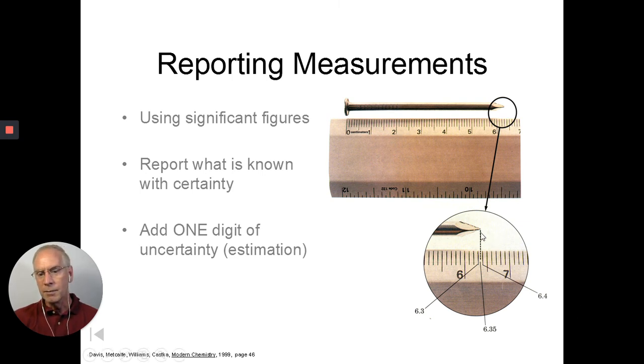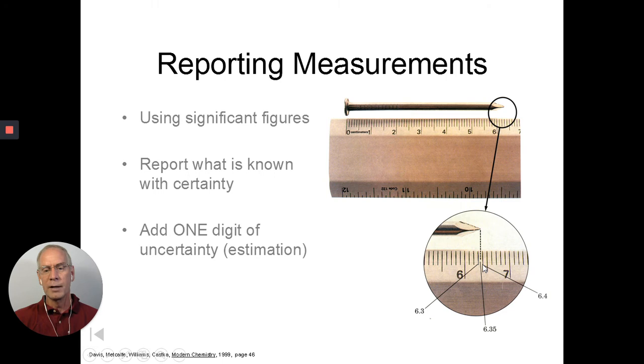If we look at the tip of this thing, if we look very carefully, we know that here is 6.2, here's 6.3, and it's beyond that, but it's under 6.4. So 6.3 is not a correct measurement, 6.4 is not a correct measurement, but 6.35 centimeters is a correct measurement. I could have said 6.31 centimeters and I would have been correct. The 6.3 I know with certainty, and then I estimate the next digit.